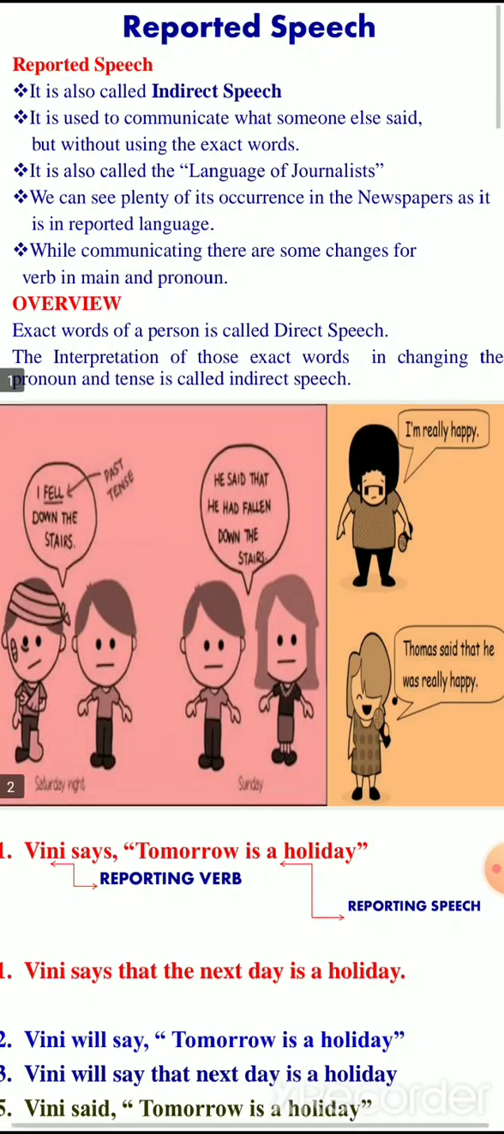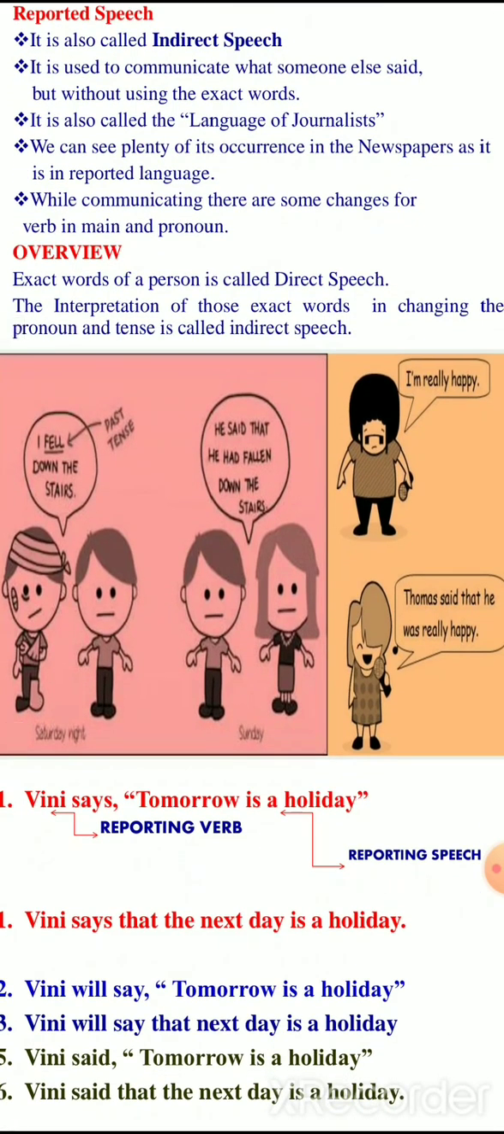So the overview of reported speech: it is also called direct and indirect speech. You report the exact words of the speaker with your interpretation. You interpret the exact words of the speaker to another person, so you will be changing the pronoun and the verb. All of these happen in direct and indirect speech.